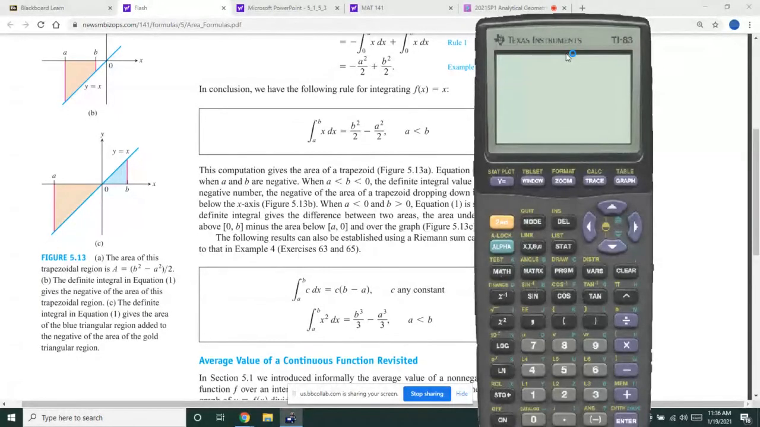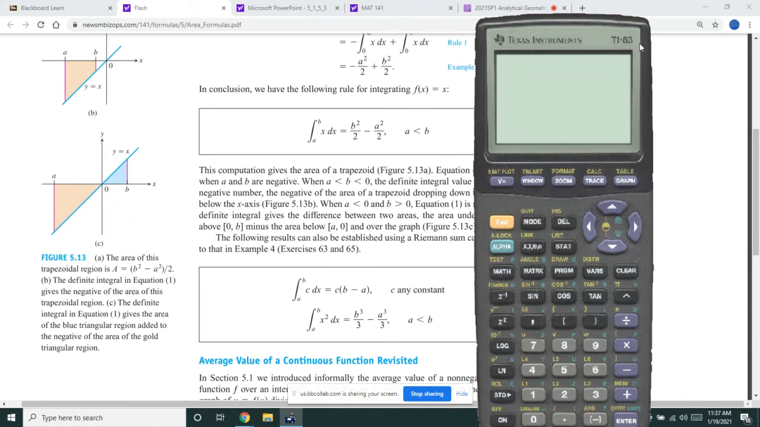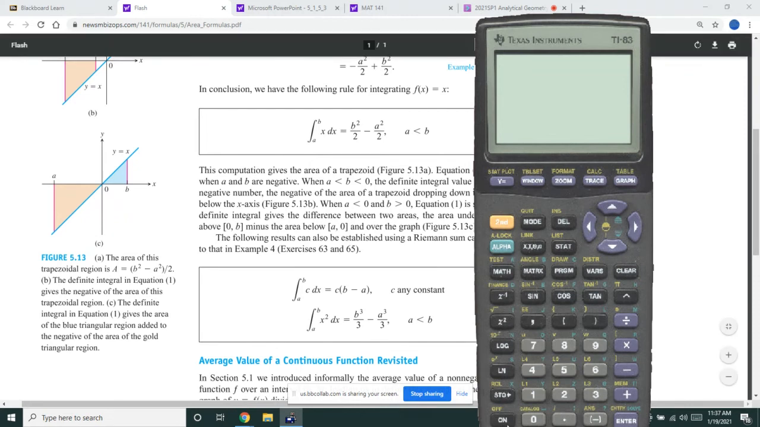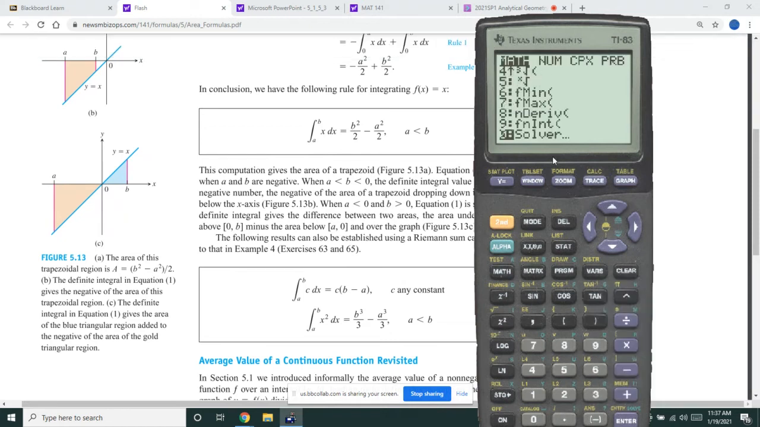Okay. So we're going to integrate 2x from 0 to 4, but in this instance, we're going to use a calculator. Even though I'm using a TI-83, if you're using a TI-84 or a TI-84 Plus, you should see the exact same keystrokes. So I'm going to go into Math, and within Math, I'm going to scroll down, and I have FNINT, which is function integration.